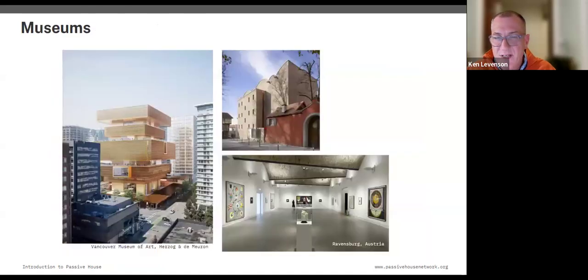a few years ago. Museums. This one is in Germany or in Austria. Sort of says it right there, it's in Austria. Here we have Herzog & de Meuron doing a project in Vancouver. I'm not sure where this is. I saw something in the paper where the whole project blew up, not for Passive House, but just the usual kind of overambition and construction costs and all of that. But it's doable, you know.